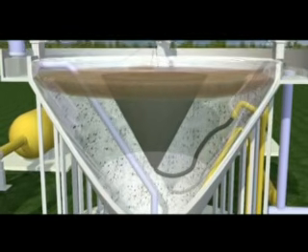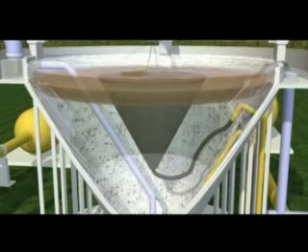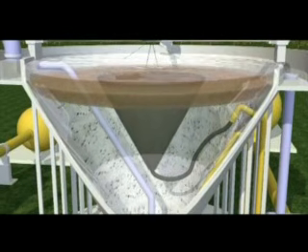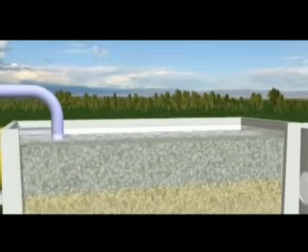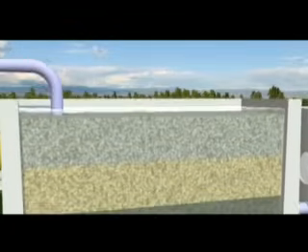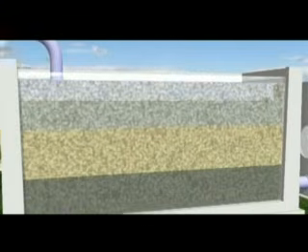Particles filtered out on the RGF, the rapid gravity filter, are removed by backwashing. The water now needs filtration to get rid of any remaining particles. Water is filtered slowly through very fine sand or sand-like material.